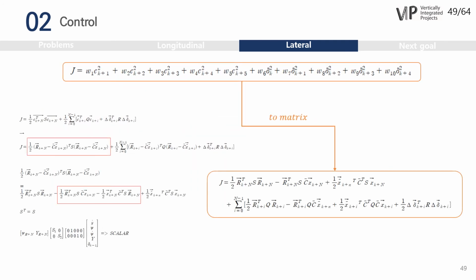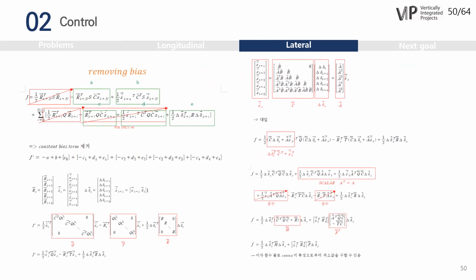Also, to find the minimum value using the characteristic of convexity, you have to convert the cost function into a quadratic function. Next, I'm going to tell you how to convert vectors into the matrix form of a quadratic function. You want to get rid of the bias, which doesn't have any effect on the result, because you have to find the convex value of the quadratic function to get the minimum value.